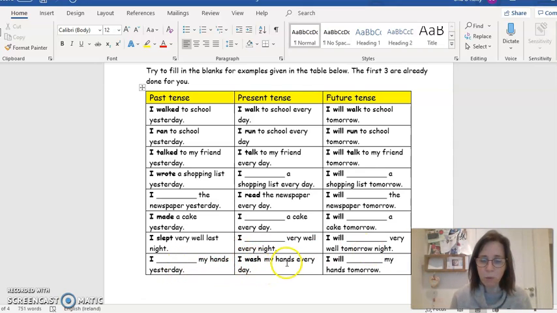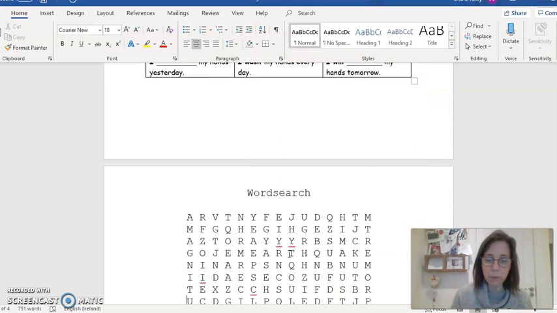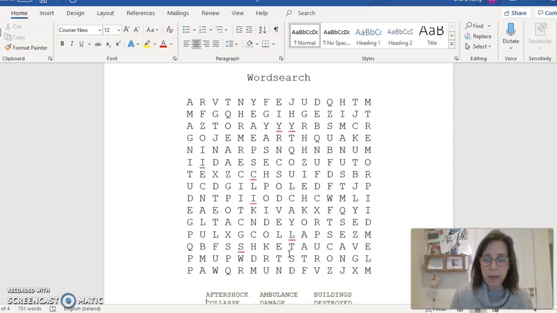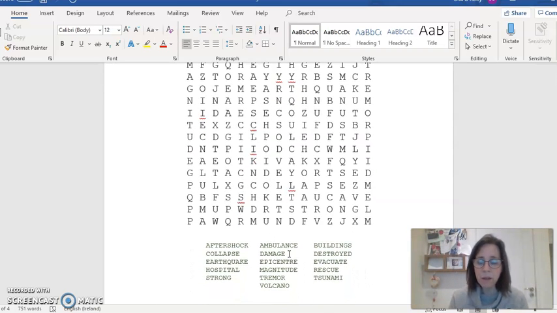And this one here, I wash my hands every day. So you're given the present tense here. I want you to fill in the past tense and the future tense. Okay. Any questions, like I say, just send me an email. It's no problem. And the last thing that we have here is a word search. Okay. The words are based on volcano activity. Okay. Or an earthquake. Okay.